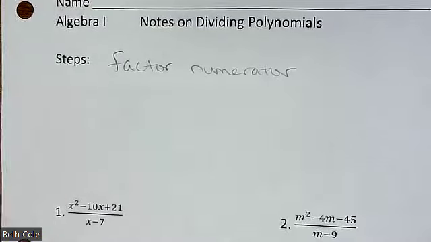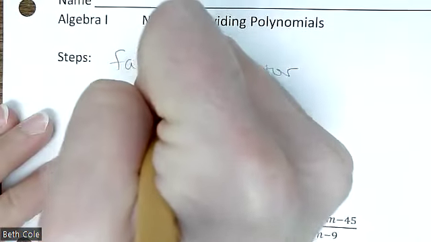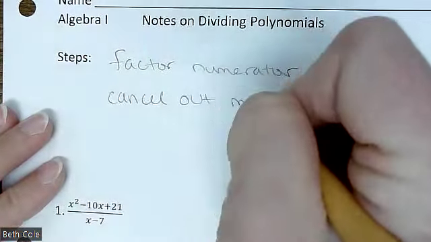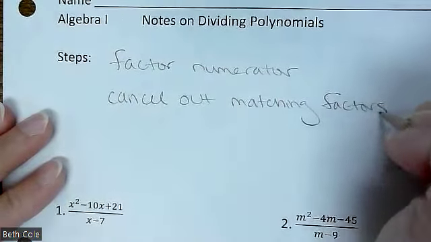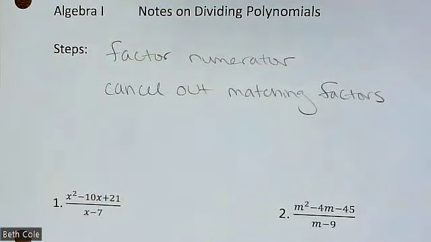Okay, forget it. And then what you're going to do is cancel out matching factors. So if they match, you can cancel them out. You want to write that down for me? Cancel out matching factors. You're just looking for pairs, things that will cancel out. Really not that hard.